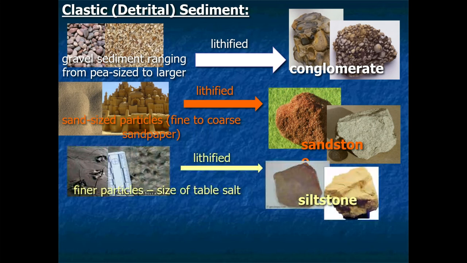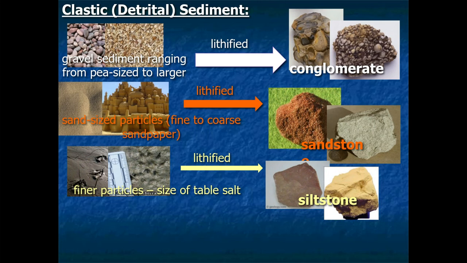And these now become finer particles. And typically we could say that these particles are the size of table salt, so it's smaller than sand size particles. And we lithify these particles, and this now becomes a siltstone. So siltstones are a lot finer, if you will, than sandstones.